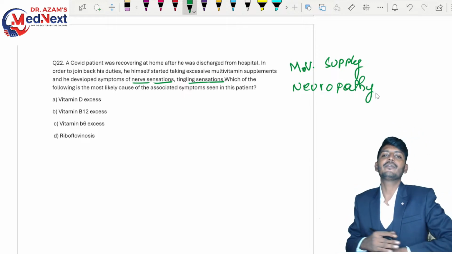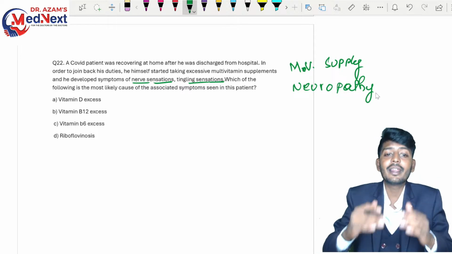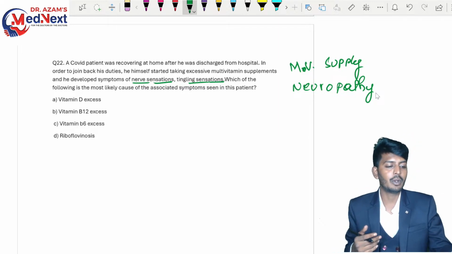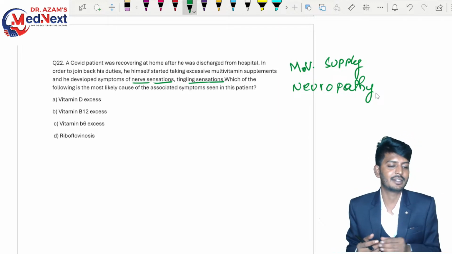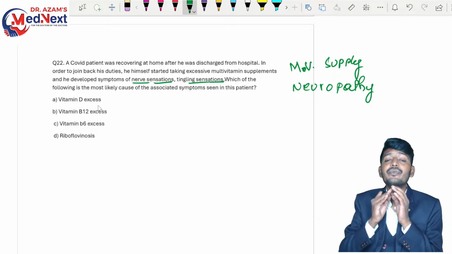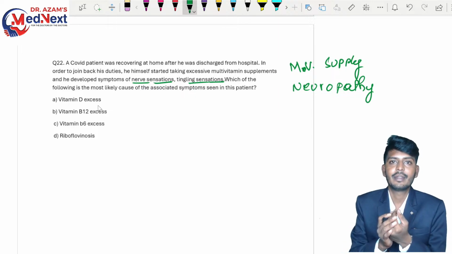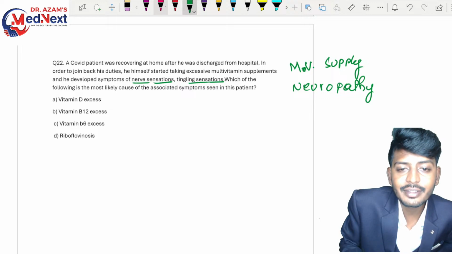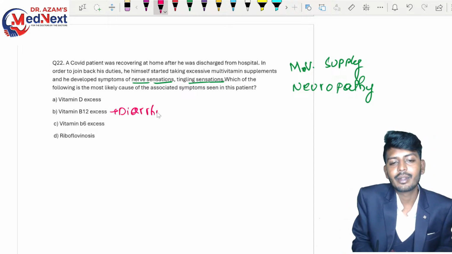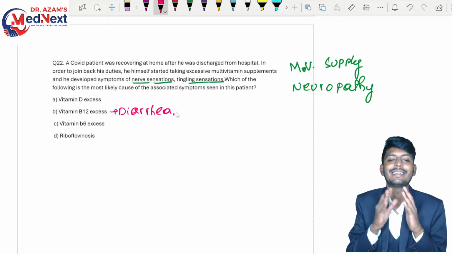Okay, so symptoms of neuropathy, and he is already taking supplements, so the possibility of deficiency is not there. So the only possibility is excess of vitamin. Which vitamin could be excessive? Okay, so let's look at the answer. Vitamin D excess. Remember, vitamin D excess will not have nerve related symptoms. B12 excess usually causes excessive diarrhea and very non-specific symptoms such as headache, nausea.